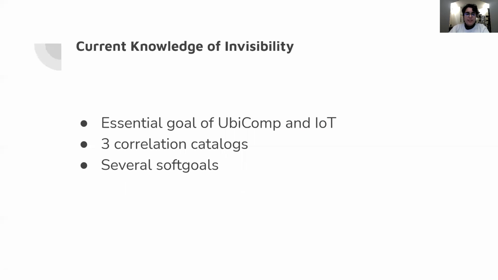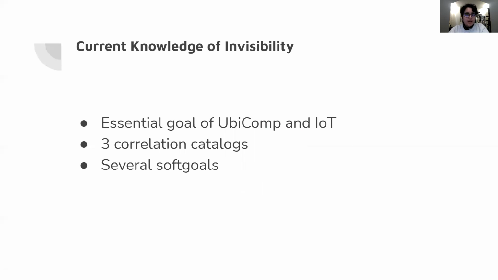Our current knowledge of invisibility's correlations is quite limited. We do know that invisibility is an essential characteristic for achieving UbiComp. Only 3 catalogs contain invisibility as a subcharacteristic of ubiquity, which all trace back to just one study. With UbiComp becoming more prevalent, it's important to understand how to design these systems in a way that can manage multiple NFRs, and that means selecting strategies based off of known correlations to achieve them.